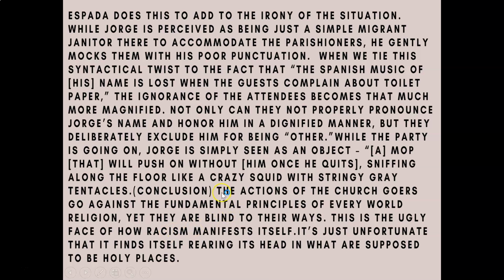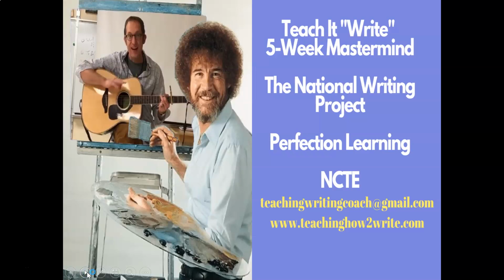So the conclusion just echoes the prompt, echoes the thesis. The actions of the churchgoers go against the fundamental principles of every world religion, yet they are blind to their ways. This is the ugly face of how racism manifests itself. It's just unfortunate that it finds itself rearing its head in what are supposed to be holy places. So if we get rid of those sentences, we're hovering around 12, and it's more of a compact, bite-size, syllogistic body paragraph.